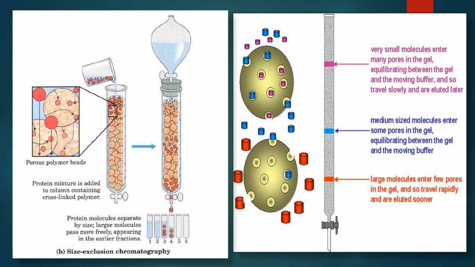In another diagram, you can see very small molecules enter many pores in the gel, equilibrating between the gel and the moving buffer, and so travel slowly and are eluted later. The medium-sized molecules enter some pores in the gel, equilibrating between the gel and the moving buffer. Large molecules enter few pores in the gel and so travel rapidly and are eluted sooner.